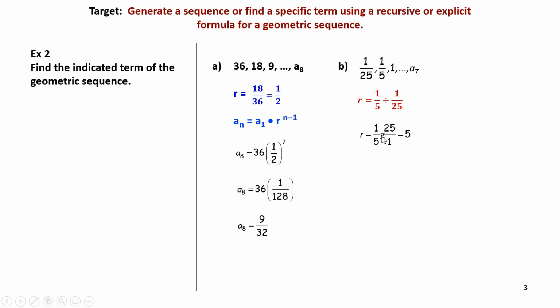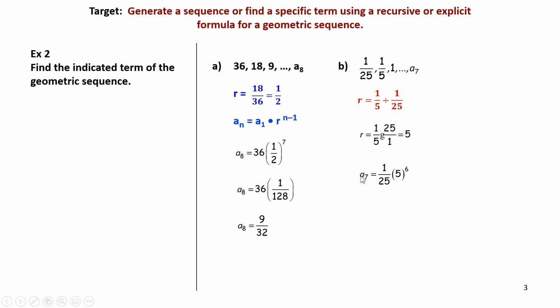Not sure why we have a G in here. That should be a times sign right there. 1/5 times 25 over 1. Do a little bit of canceling here and you have an r value of 5. I go back to my recursive formula, same one we used over here on the left side, and I'm going to plug in. We're looking for a sub 7.